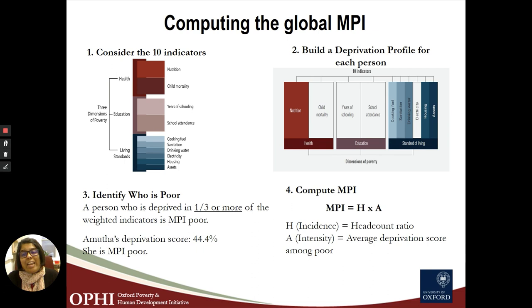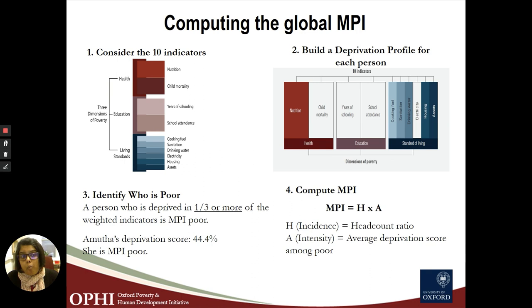We then sum the weighted deprivations that Amuda and her family face. This is 1/6 plus 1/18 times 5. The deprivation score sums to 44.4%. Once we have computed the deprivation score, we move to the third step, that is to identify who is poor. In the global MPI, a person is MPI poor if the person's deprivation score is equal to 33.3% or higher. Amuda and her family are MPI poor given that their weighted deprivation score is 44.4%.